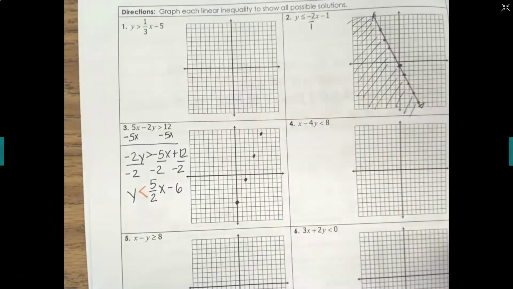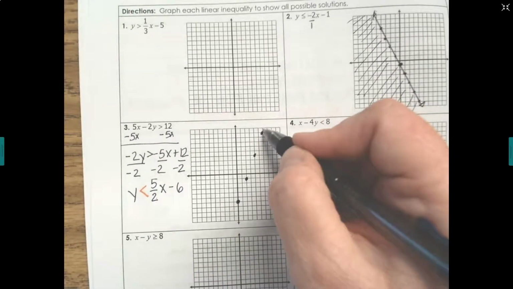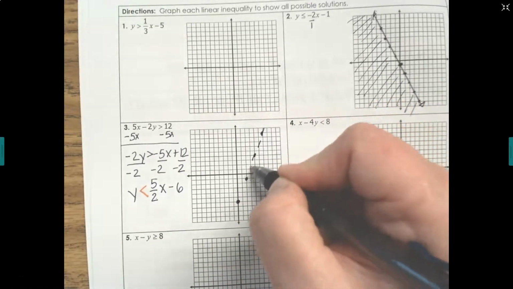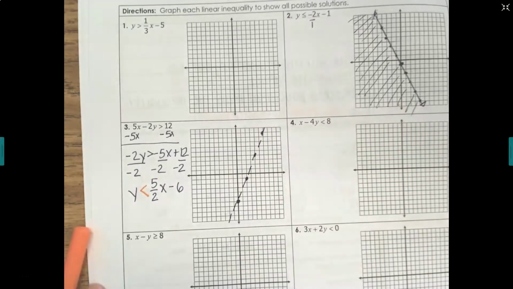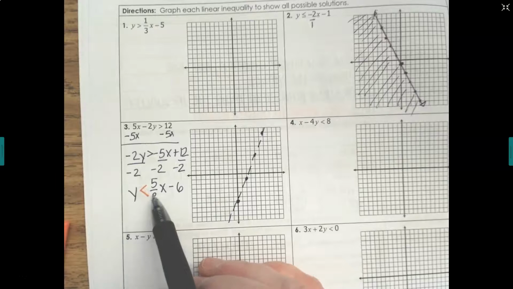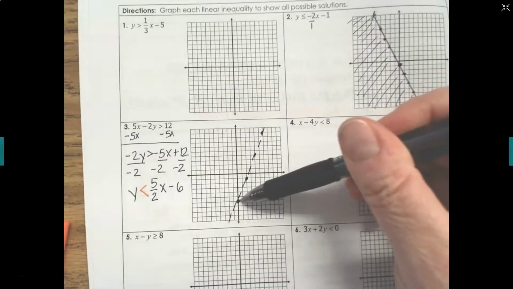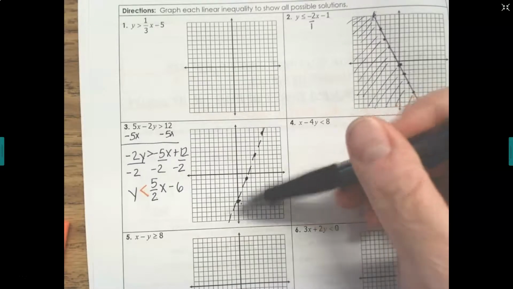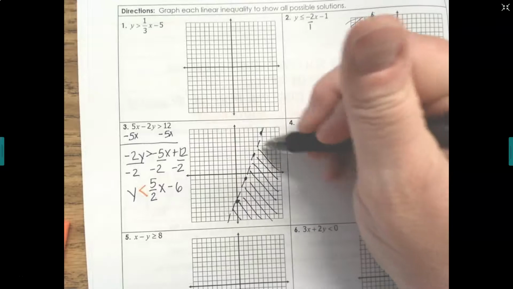All right, dotted or solid. Looking at this, it is a dotted line because there's no equal to. So I'll make my dotted line. Now my shading, it says the y values are less than the line. So go to your y-intercept where the y values are less than negative 6, down here. So that makes it this side of the line.